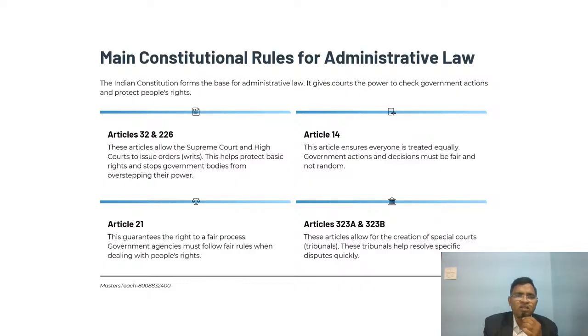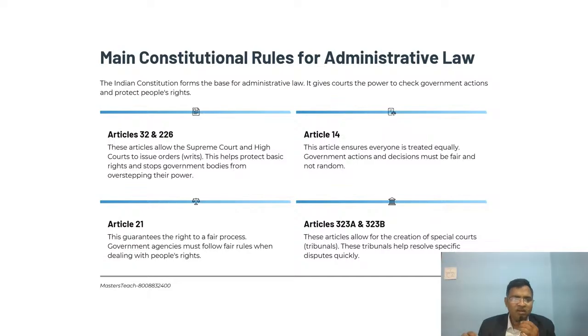So here, Articles 32 and 226: these articles allow the Supreme Court and High Courts to issue writs. So the Supreme Court as well as the High Courts issue writs. This helps protect basic rights and stops government bodies from overstepping their power. Then Article 14. This article ensures that everybody is treated equally in the country. So government actions and decisions must be fair and not random.